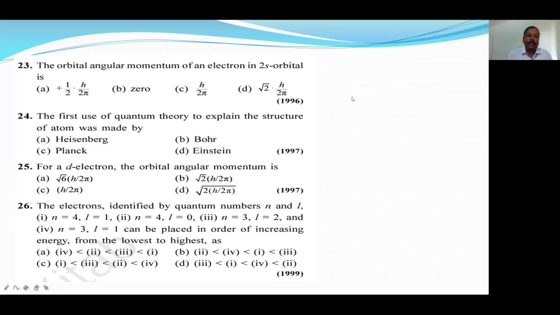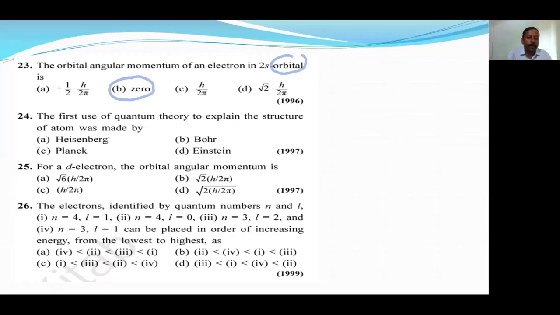Okay, next question is the orbital angular momentum of an electron in 2s. Actually, L is equal to 0. So what orbital angular momentum is it going to have? Okay, orbital angular momentum. So what will be the answer? Very good, 0.